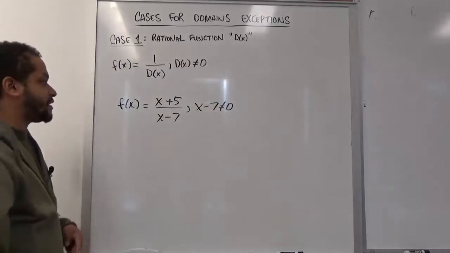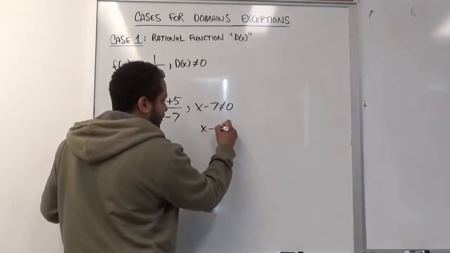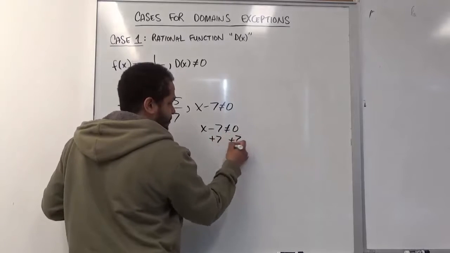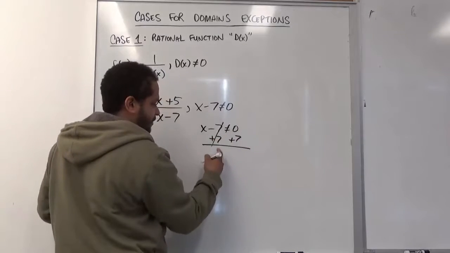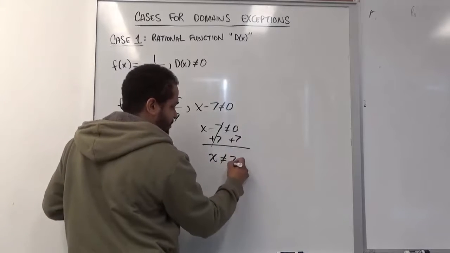Once we do this, we just have to solve it to get our domain exception. So our first step is going to be to add 7 to both sides. When we add 7 to both sides, the 7's on the left side cancel. We're left with x cannot equal positive 7.